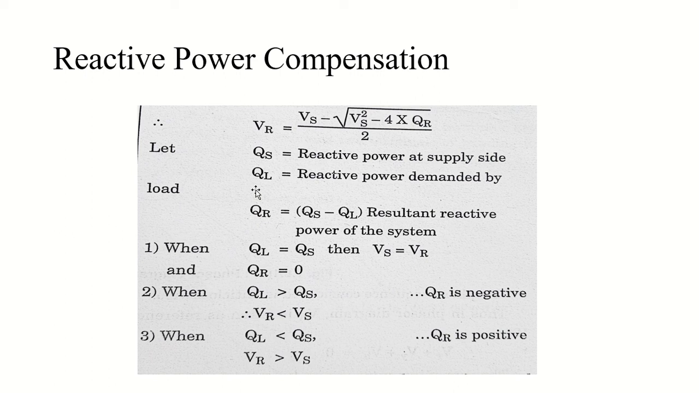Now, if your QL, your load side reactive power, exceeds the supply side reactive power, if QL is greater than QS, then what will happen? Your QR will be negative, which is almost always desirable. QR is nothing but the difference between the supply side reactive power and the demanded reactive power. So it is always feasible to have a negative value of QR.